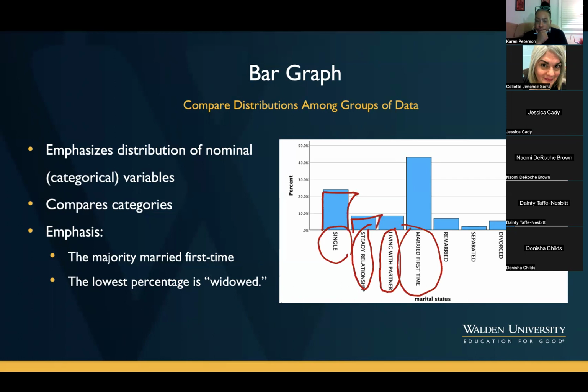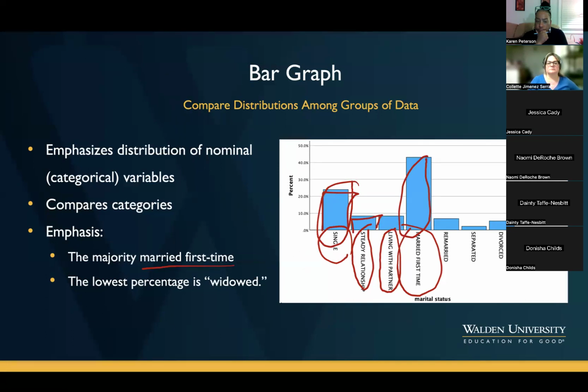Fantastic. Now, again, if I were to look at this, I could quickly see, oh, excuse me, this is not the source of stress. I'm sorry, this is the marital status. So we could quickly see the majority of the individuals were married for the first time. Very quickly, we could see that. Next, single, etc.